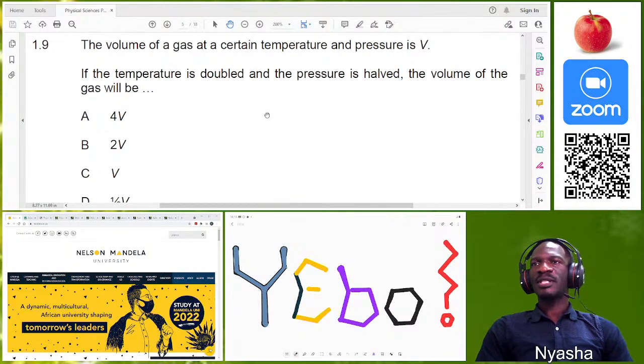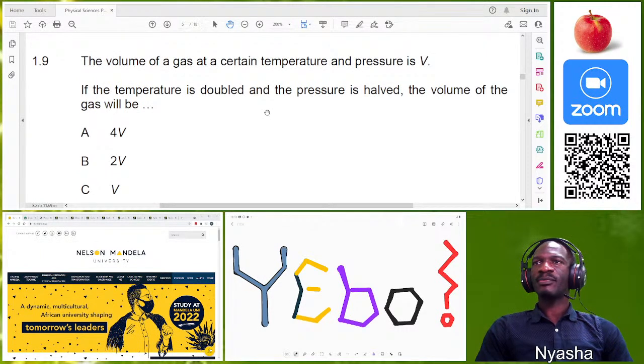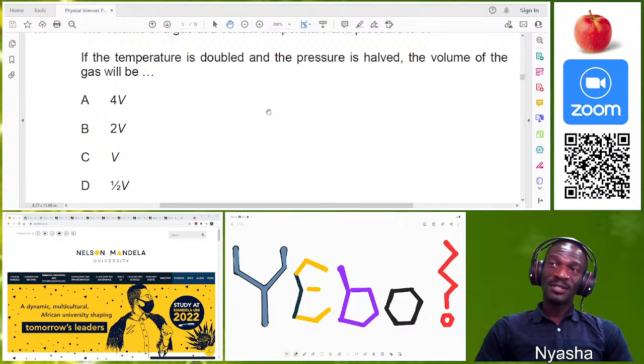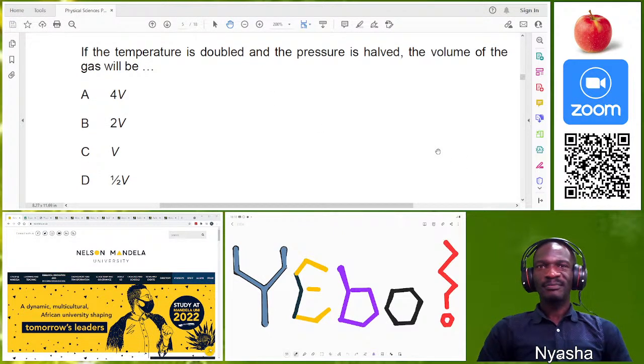Question 1.9 reads, the volume of a gas at a certain temperature and pressure is V. If the temperature is doubled and the pressure is halved, the volume of the gas will be 4V, 2V, V or half V. So mathematicians, this is your time and chance to have fun.